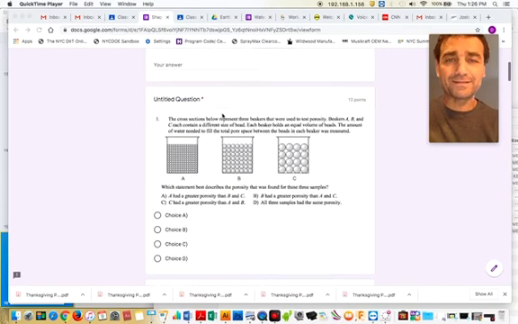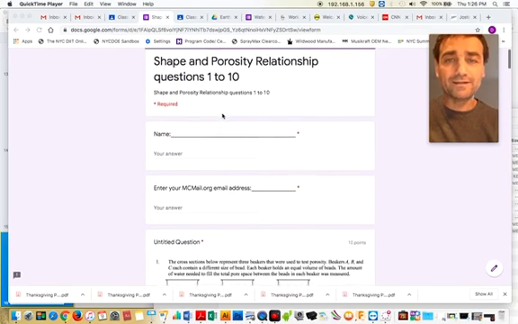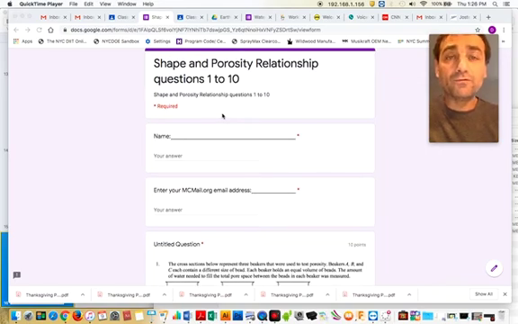All right. What I want to do today is go over this 10-question quiz that we had on shape and porosity and the relationship between shape and porosity. I got some of the responses back already, and I was a little disappointed. I was hoping for slightly better grades on this one, but that's okay. This is a tough way to learn, so that's all right.